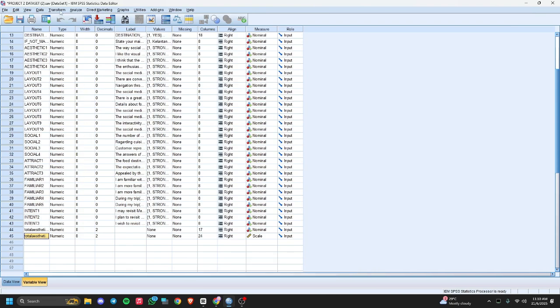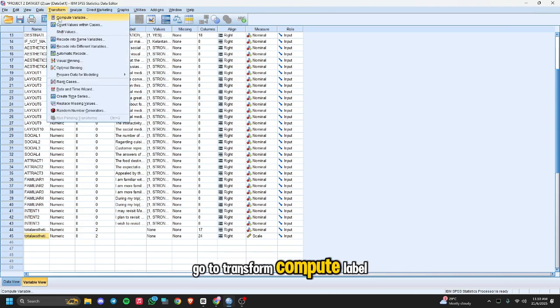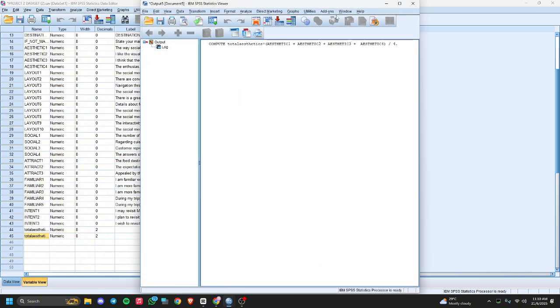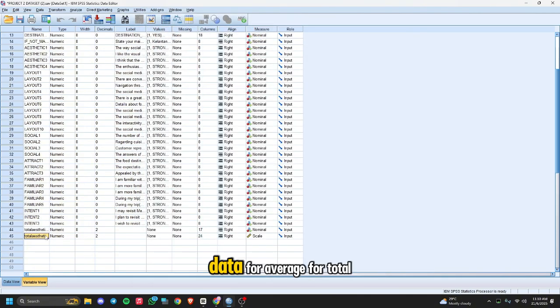Same, go to Transform, Compute Variable, and then we just need to add a bracket here. This is very important. The bracket is very important. So open bracket and close bracket. Then we need to divide by 4 because we have 4 questions here. Then we click OK. So that's all. We get a new data column for the average of total aesthetic.